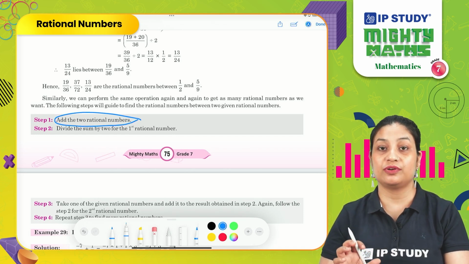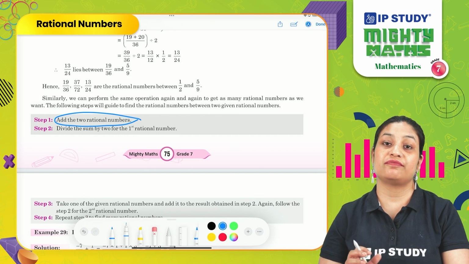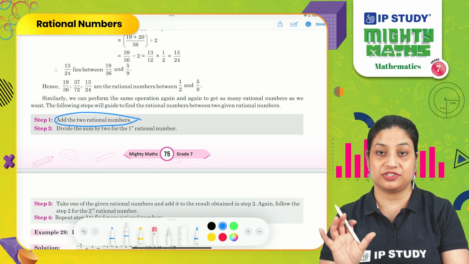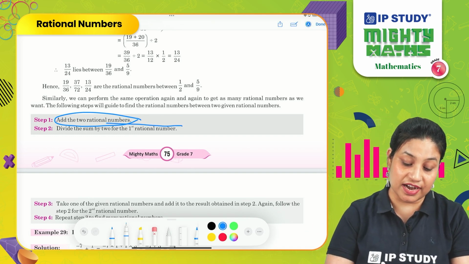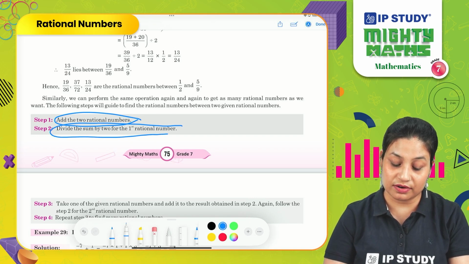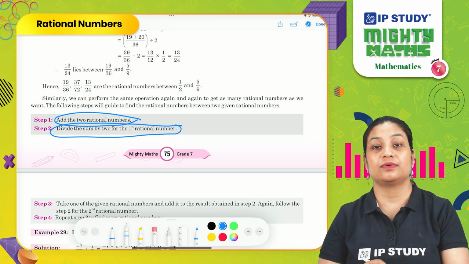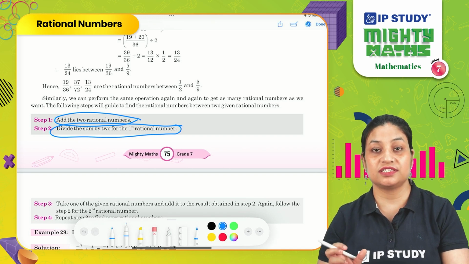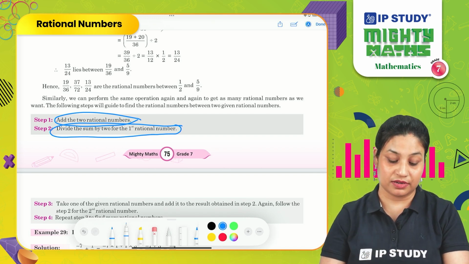First of all, whatever two rational numbers between which you have to find the rational numbers, add these two rational numbers. Next is to divide the sum by 2 for the first rational number. Whatever sum you get, you just divide that sum by 2.